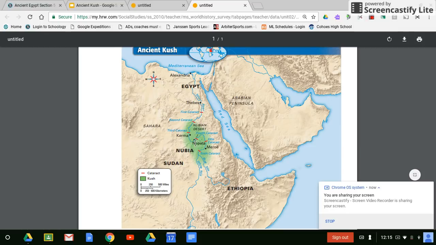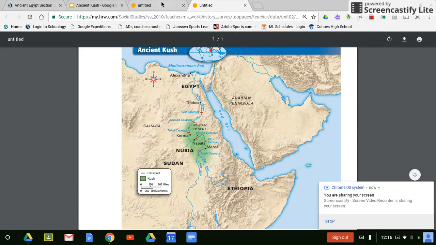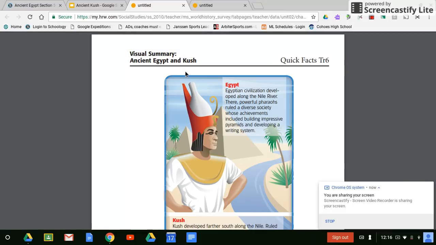And it's along those cataracts that we talked about, the third, fourth, fifth, and sixth cataract. Remember, those cataracts are small waterfalls in the river that make it very difficult to navigate by boat. And this is just a visual summary. So in these two areas, you had ancient Egypt and Kush.